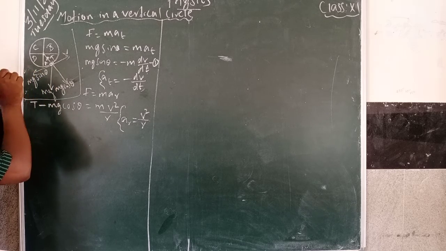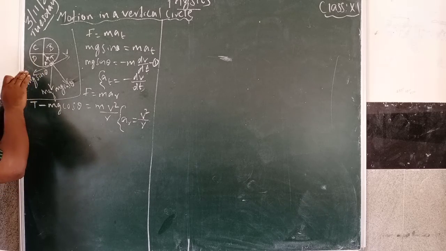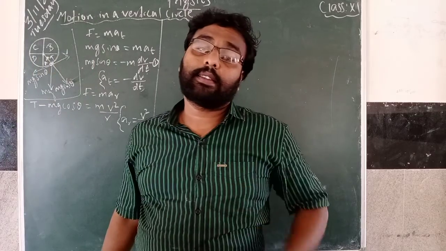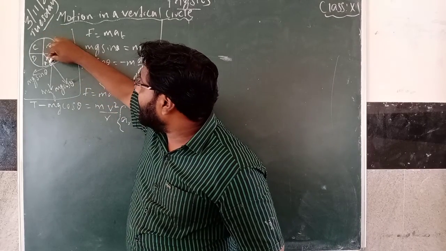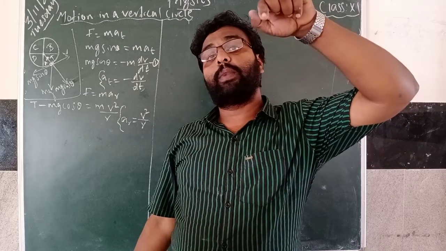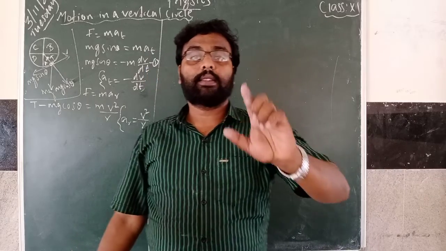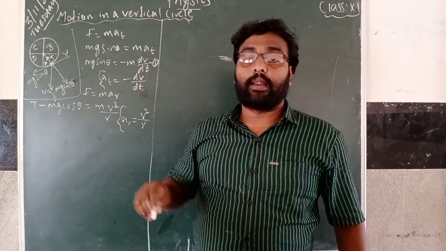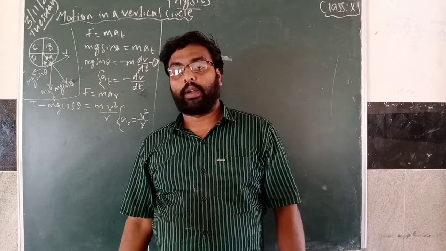if theta is 0, then we cannot say that the mass is having tangential acceleration. Theta is 0 means the mass is reaching this point; then there is no tangential acceleration. Except for this theta equal to 0, in all this area the mass is having tangential acceleration. That is the first point.